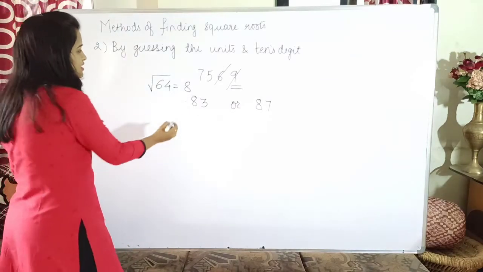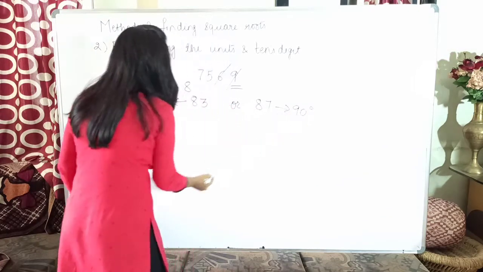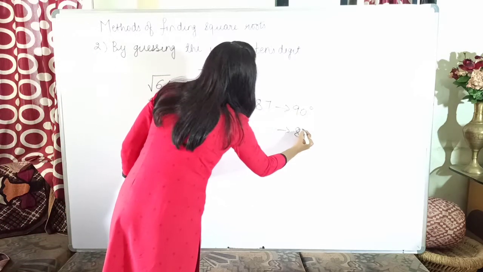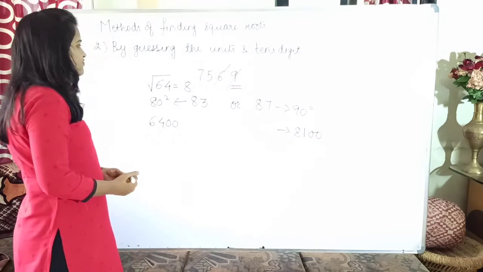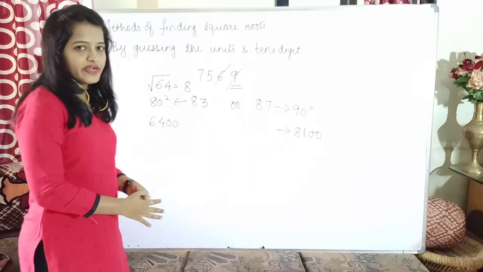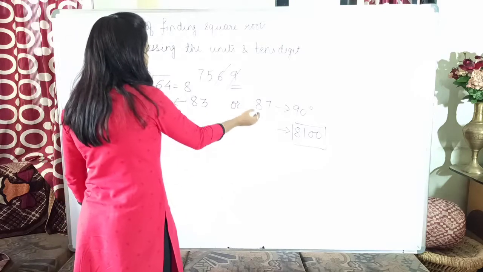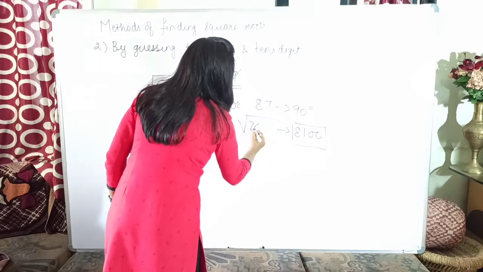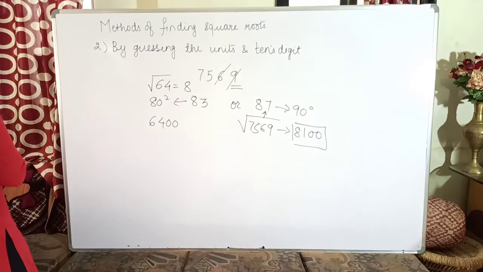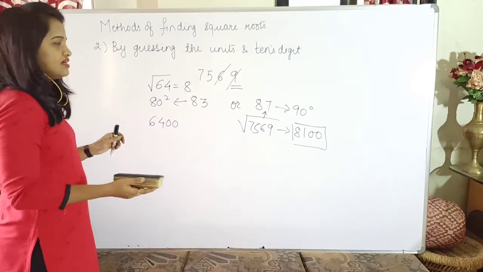Now how will I decide? Take the square of 80 and the square of 90. What is the square of 80? 6400. What is the square of 90? 8100. Now 7569 is nearer to which value? It is nearer to this value, and hence the square root of 7569 will be 87. Okay, so this way you can find square roots by guessing the digits at the units and tens place.